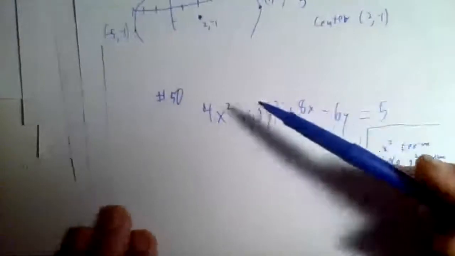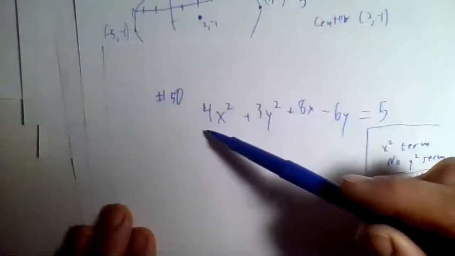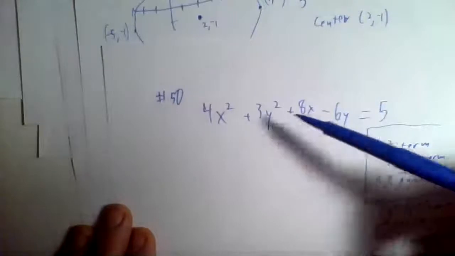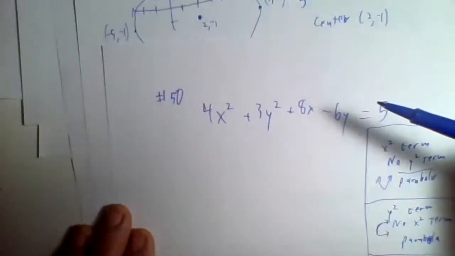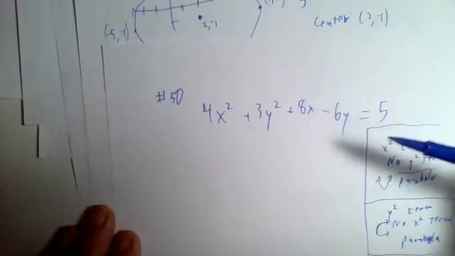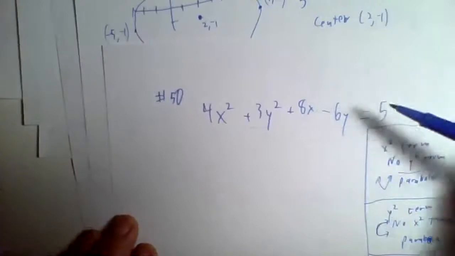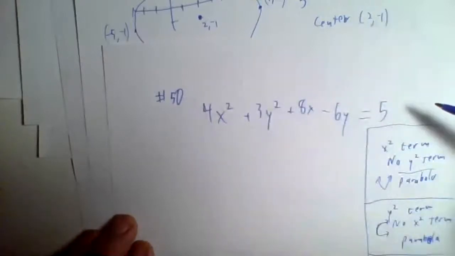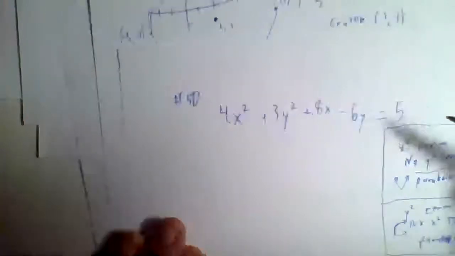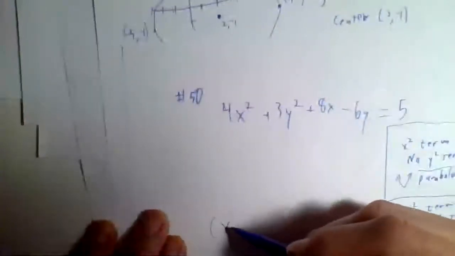So this one, if we just look at it, we can tell right away they're both positive, but two different numbers. So we're talking about an ellipse. We know it's going to end up as an ellipse. Finding points on this would be kind of inconvenient by plugging numbers in. So instead, we're going to try to write it in this nice form. We're going to shoot for this form.